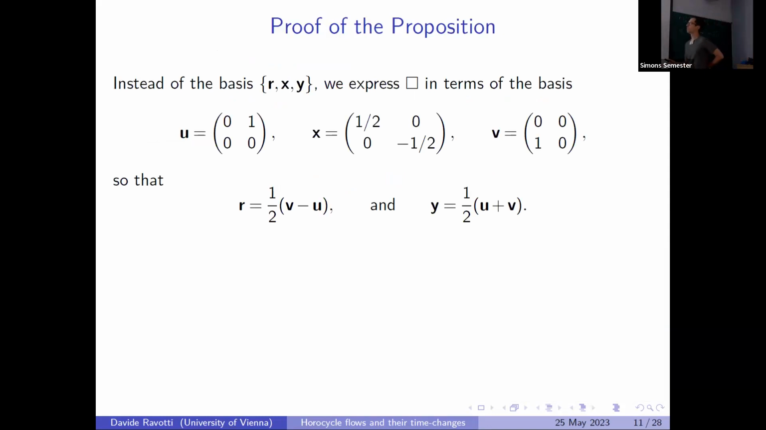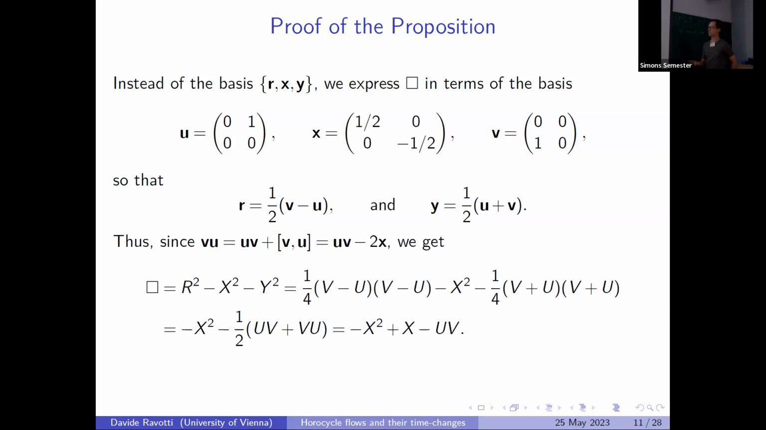Okay, so for the computation that I want to do, I don't really like this basis. So I want to express my Casimir operator in terms of the basis U, X, and V. So how do I do that? I know what the Casimir is with respect to this basis, so I can rewrite R and Y in terms of V and U. So R is 1/2 (V minus U), and Y is 1/2 (U plus V).